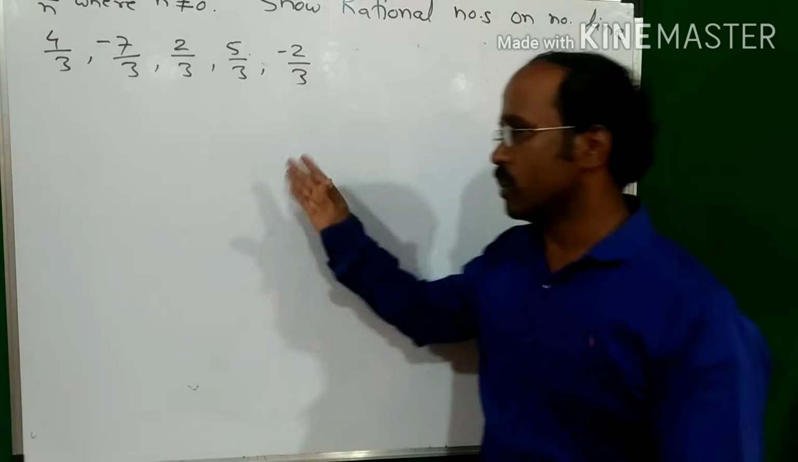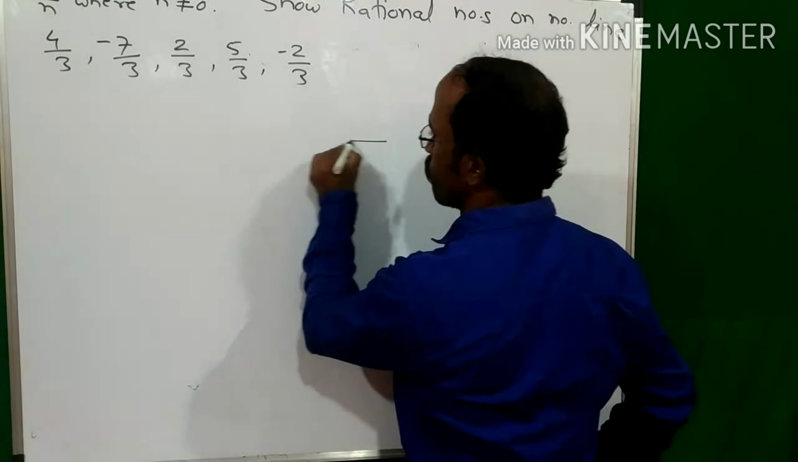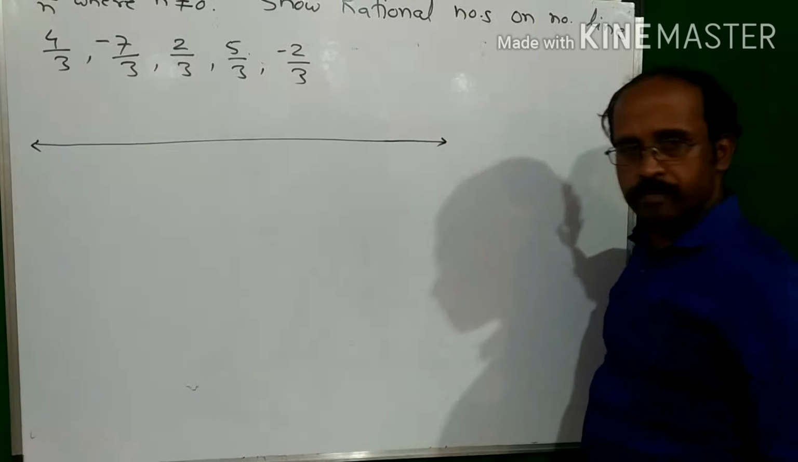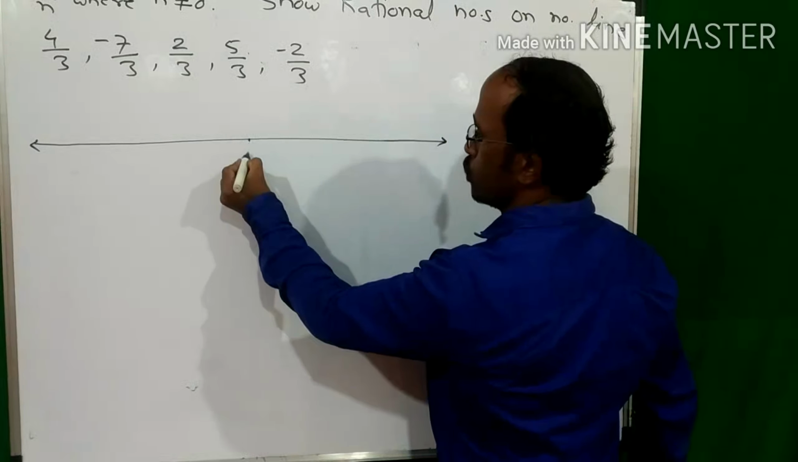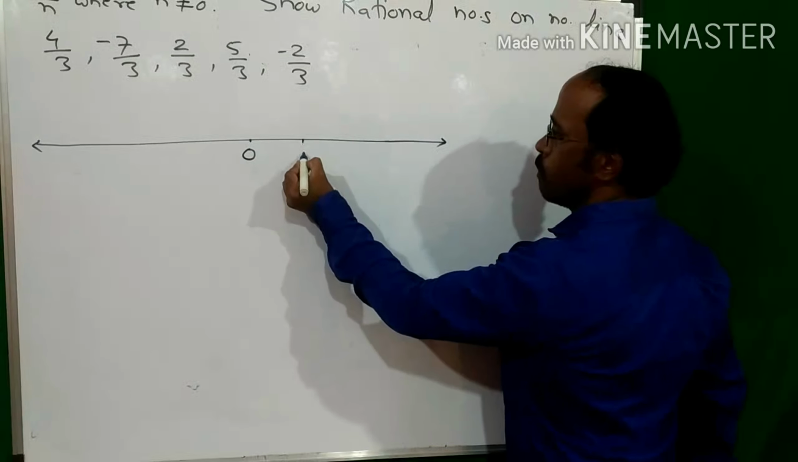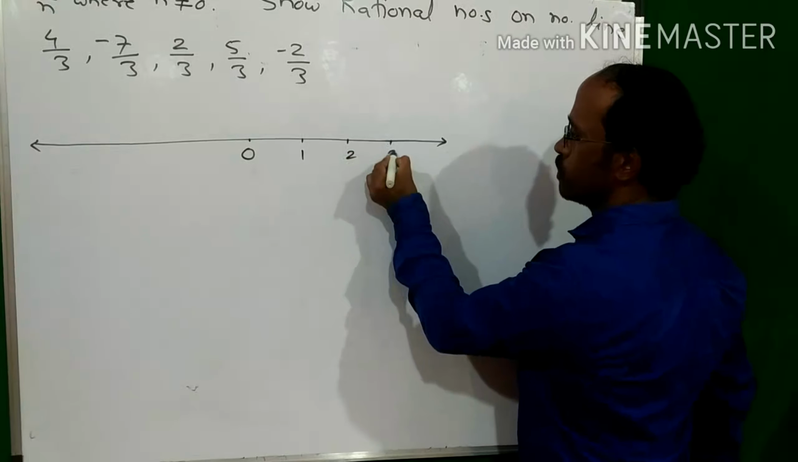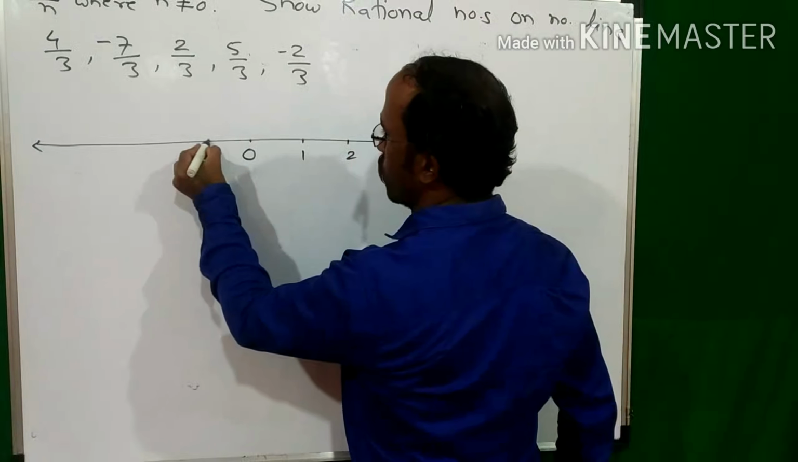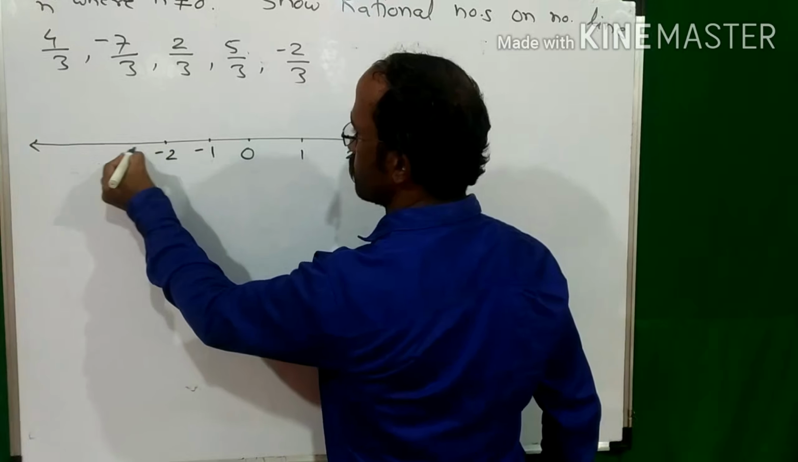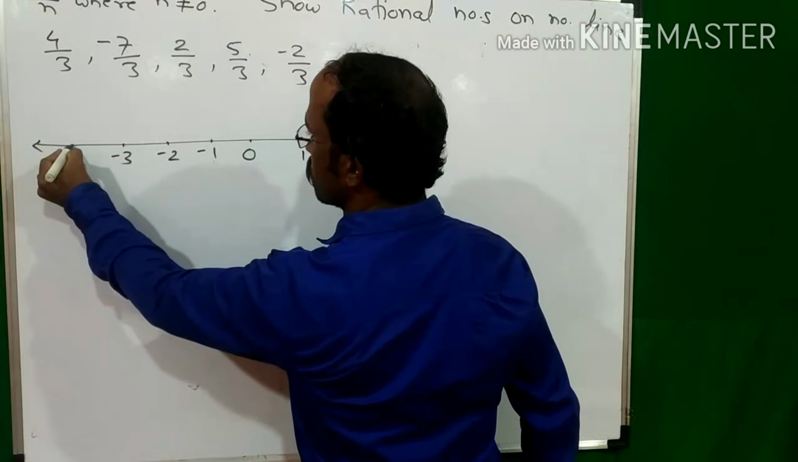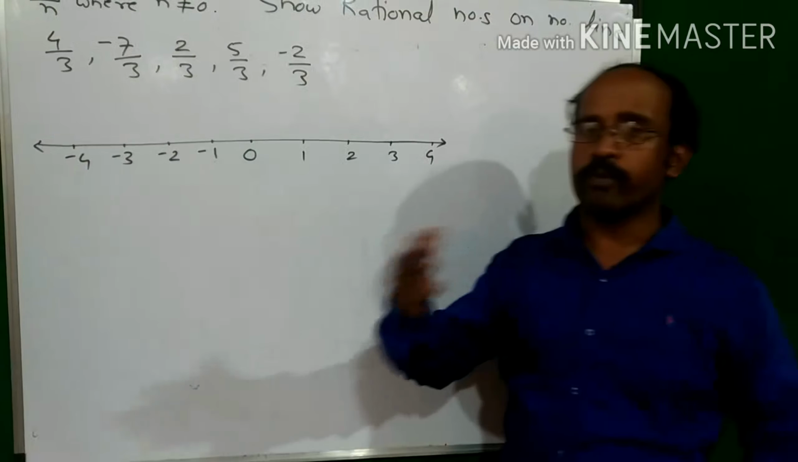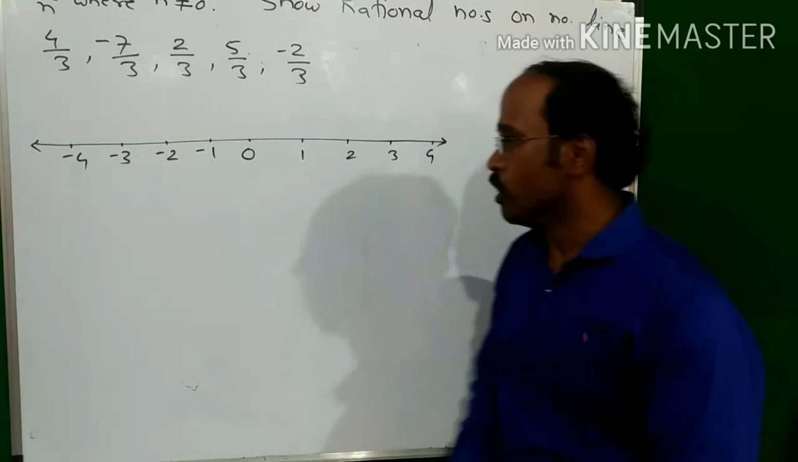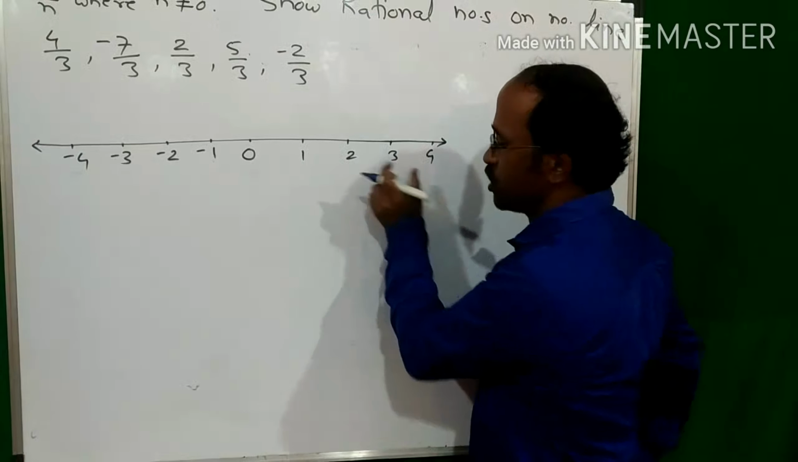Now what do we have to do? Just draw a number line. Show numbers on the number line. Clear? Show negative numbers also, integers on the number line. Okay, now what do we have to do? What were we doing in the case of fractions? What is the denominator? The denominator is equal to 3. So we have to make 3 equal parts between each pair of numbers, right?